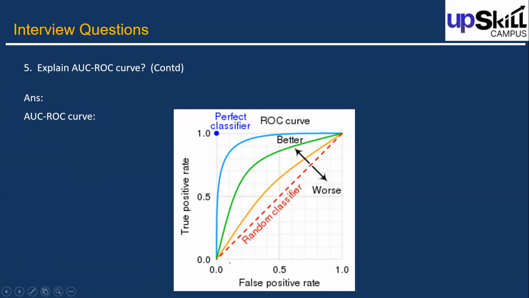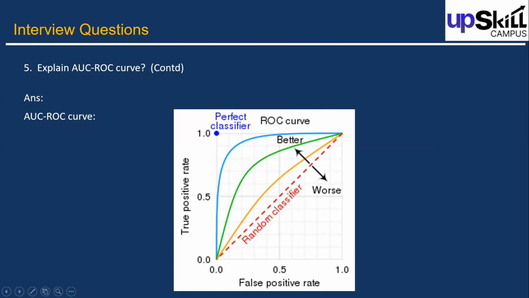If you see this line, this is a random classifier. This is the 0.5 mark. If you see the intersection here, it is 0.5. This is just a random classifier, basically a coin toss. That model does not help anyone. You can just do a coin toss yourself and pick the result. Now, the better the curve, the better the model is.